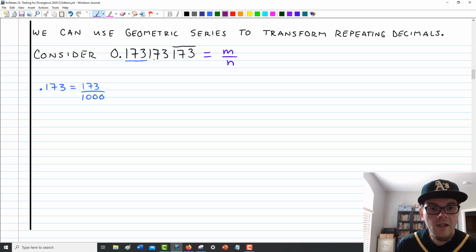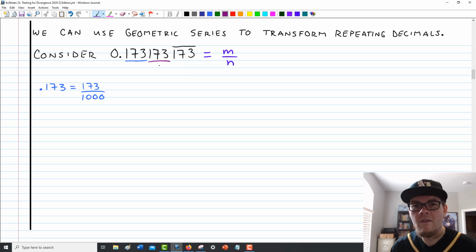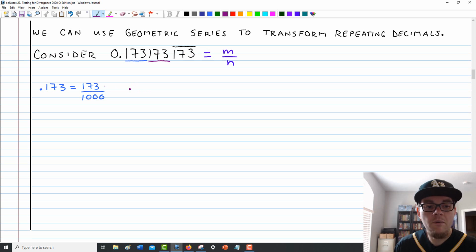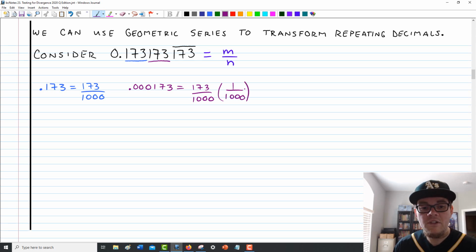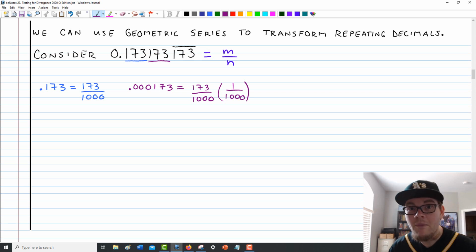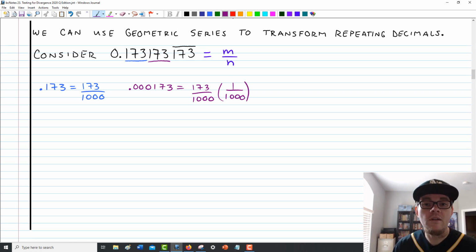Now, following that pattern, I want to look at this next piece, and I'm putting it in that plum color. If we think about that as separate from the blue section, we have 0.000173. In terms of its value, it's clearly the same 173 over 1,000. The only difference is we've multiplied it times 1/1000 so that we can shift it further down the line. So that we end up at tens, hundreds, thousands, ten thousands, hundred thousands, millions. So basically we had to multiply by another 1/1000th.